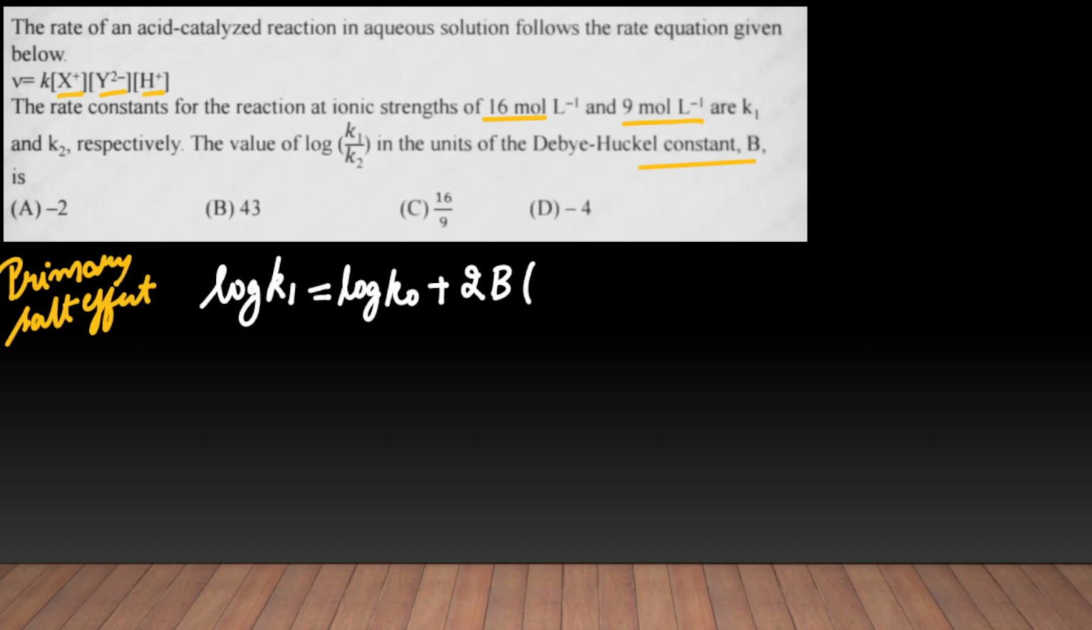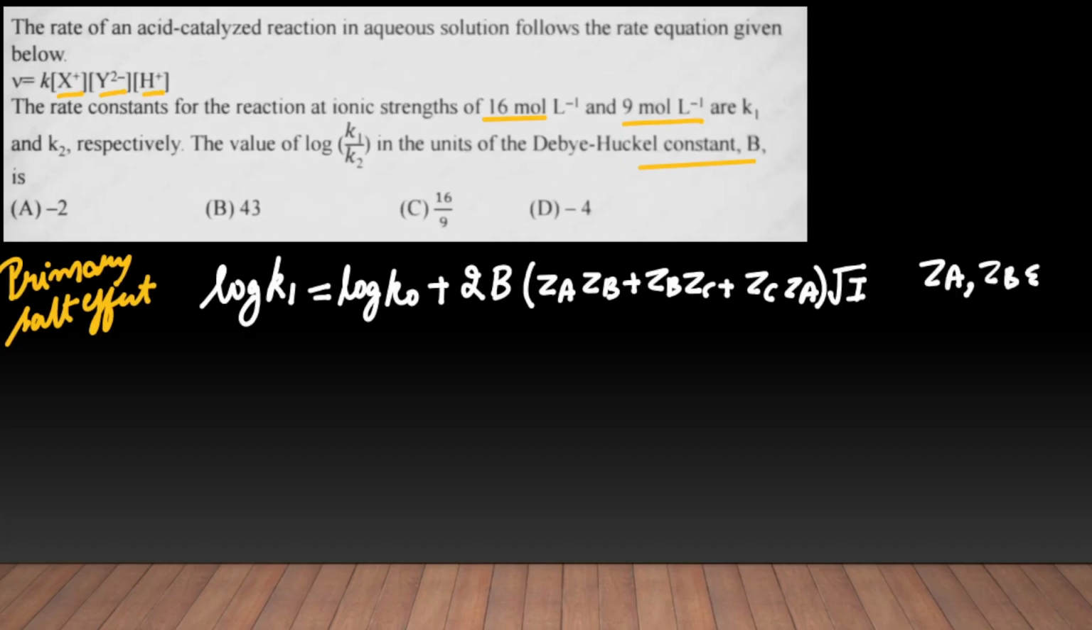Now here three ionic species are involved, so the rate will be this: it includes Za into Zb plus Zb into Zc plus Zc into Za, this into the root of the ionic strength. Here Za, Zb and Zc are the charges present on the ions. Now it's given that when the ionic strength is 16 moles per liter, the rate constant is K1.